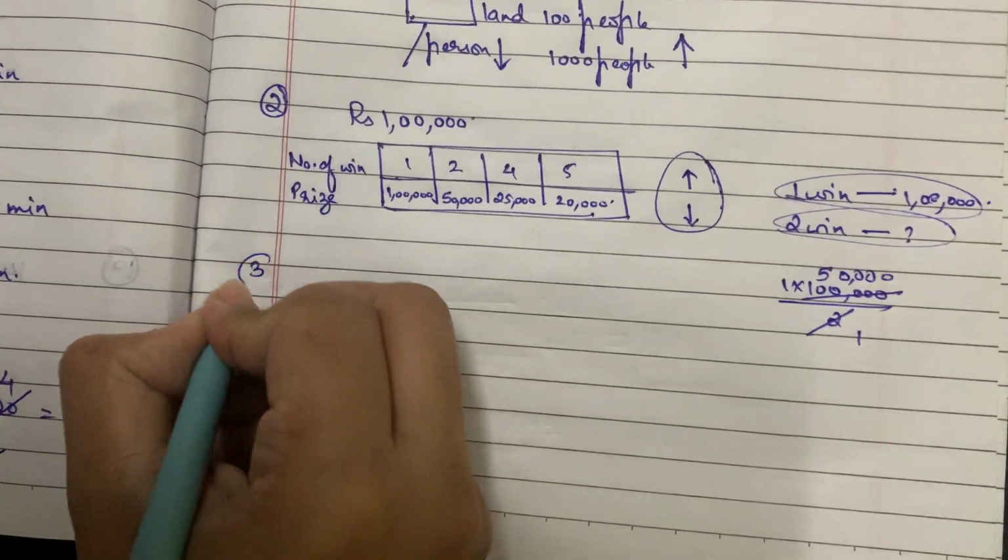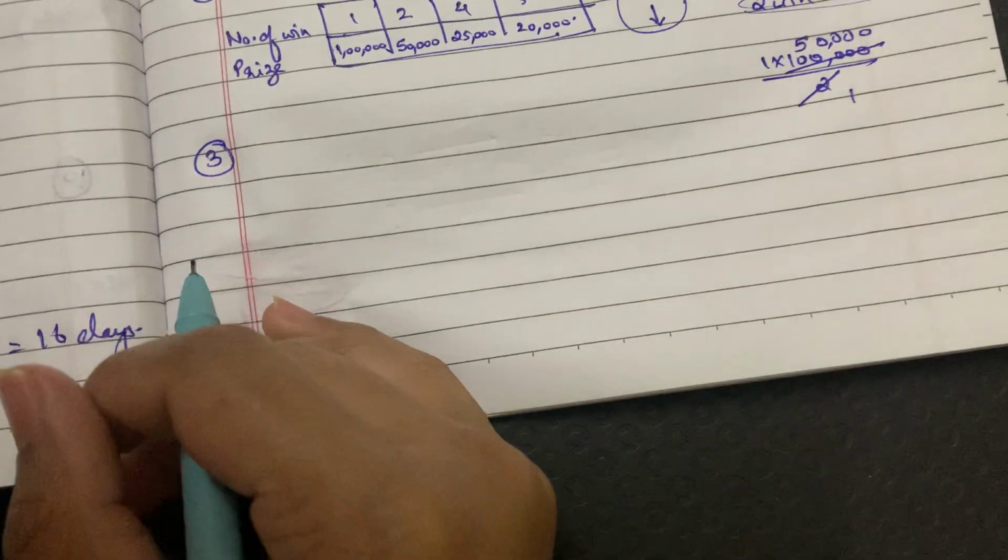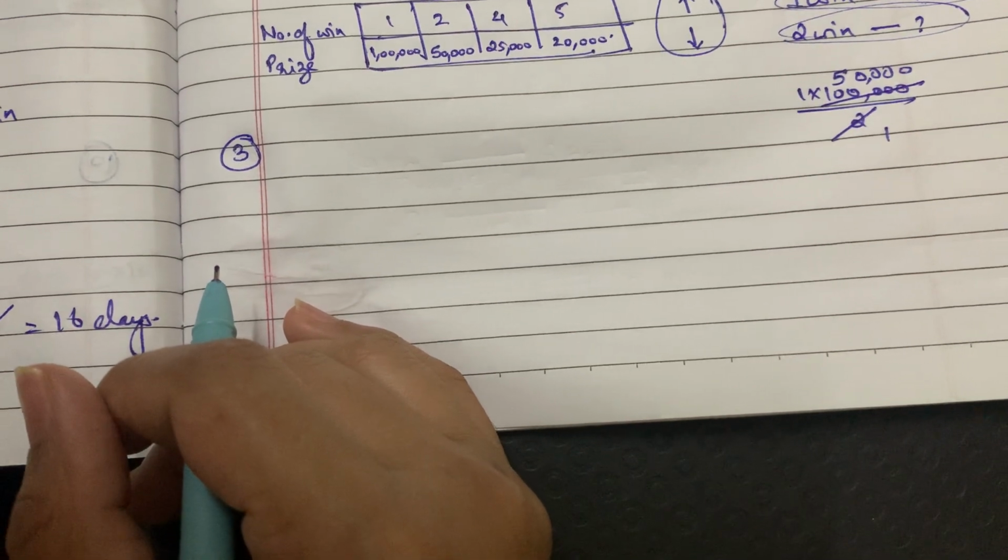Going to the third question in here. In the third question, it says that Rahman is making a wheel using the spokes.